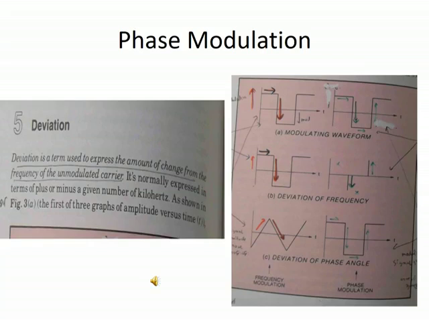For phase modulation, the deviation stands for the expected amount of change in frequency from the unmodulated carrier. In this case, for the phase modulated waveform, the phase angle will be changing from higher to lower, and from lower to higher. So this is the deviation of phase angle. In this case, the modulating waveform and the deviation of frequency are combined, which results in a deviation of phase angle. So this we call the phase modulation waveform.